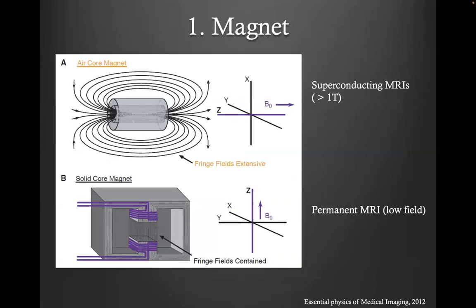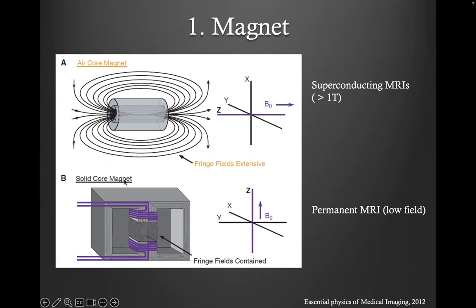So let's get down a little bit more into the components. The first one is the main magnet. There are generally two kinds of constructions. A is the air core magnet. The magnetic field is going to be horizontal. Your B naught is going to be horizontal. And a lot of your magnetic field actually extends beyond the inside of the bore and extends way outside. The outside of the main magnetic field is called the fringe field. It extends way beyond the magnet itself.